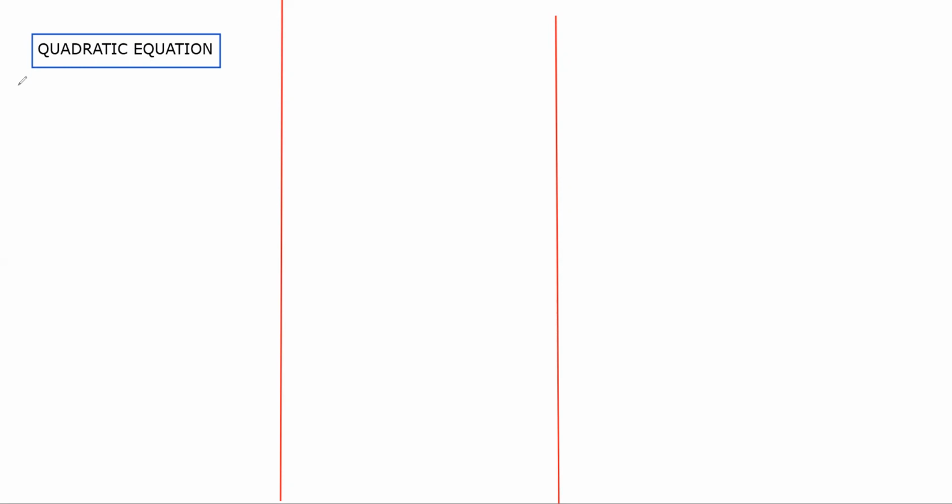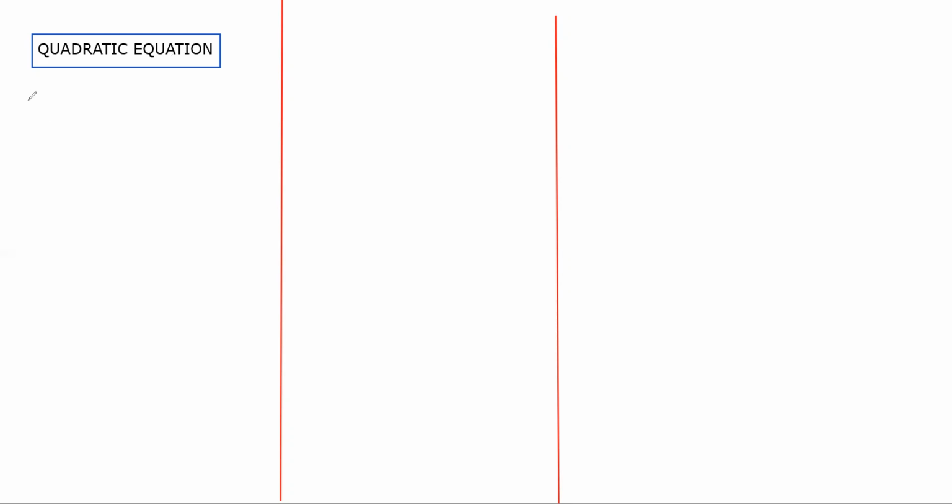Let us start with the topic quadratic equations. Now let us understand, students, what is a quadratic equation. Let us take examples of a few equations. Now before we take examples of any equation, let me first make you understand what is an equation, students.